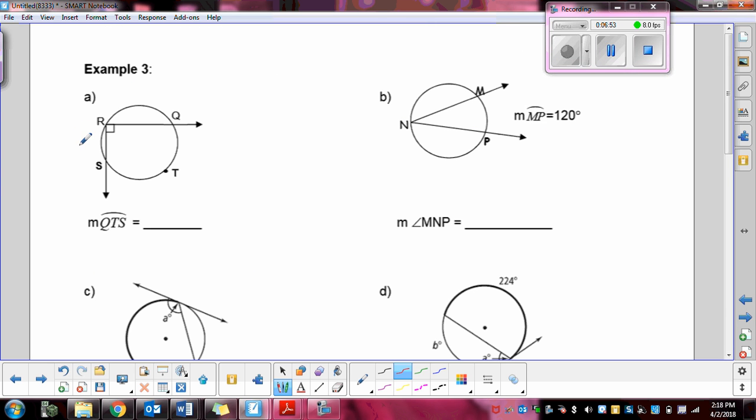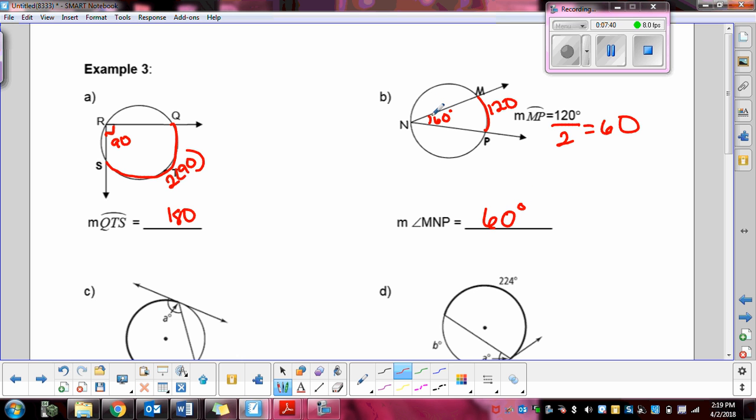Okay, so this is a 90-degree angle. This little box means 90 degrees. So the measure of arc QTS, this whole arc right here, is 2 times 90, which is 180. It's half a circle. All right, let's try this. If they give you the arc, which in this case is 120, and they want the inscribed angle MNP, this angle right here, then we have to divide it by 2. So 120 divided by 2 is 60.